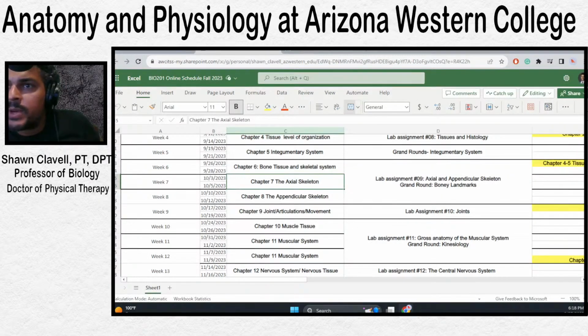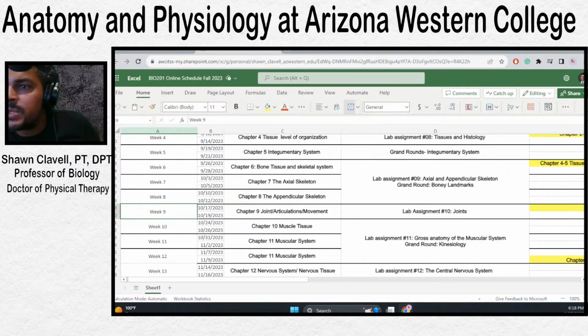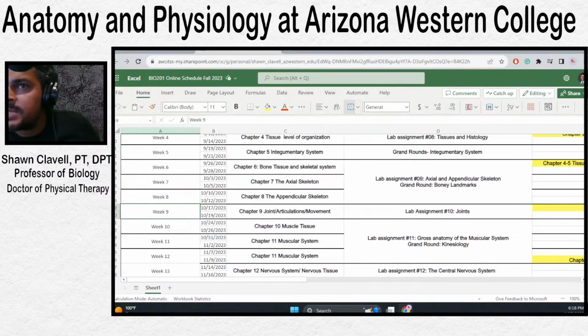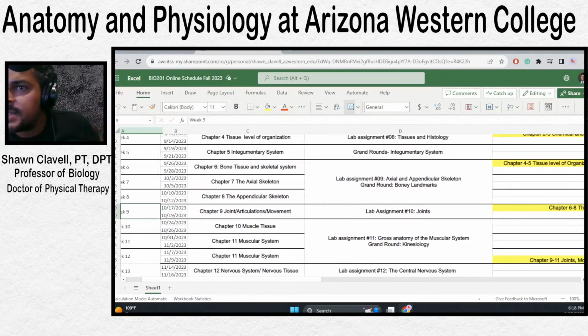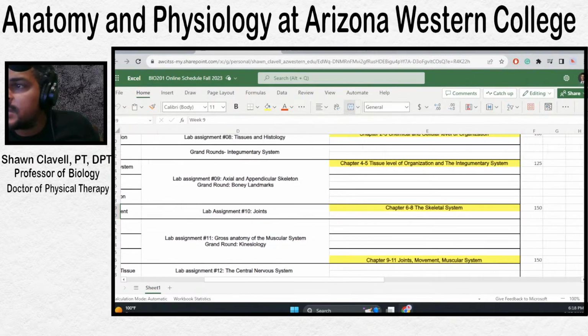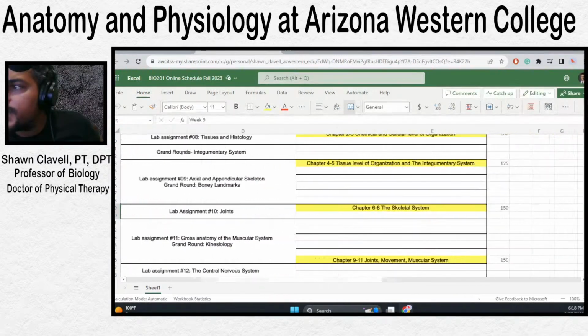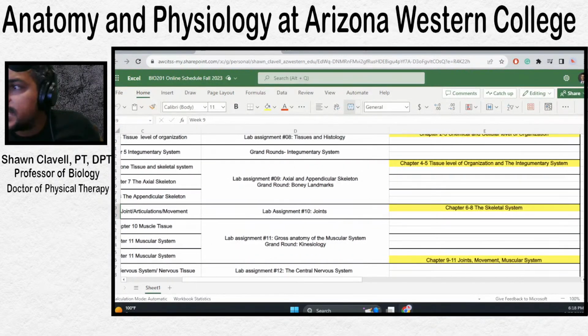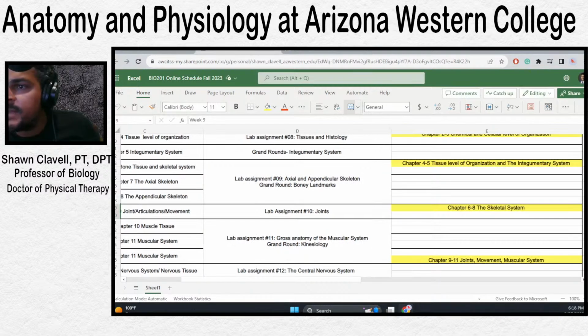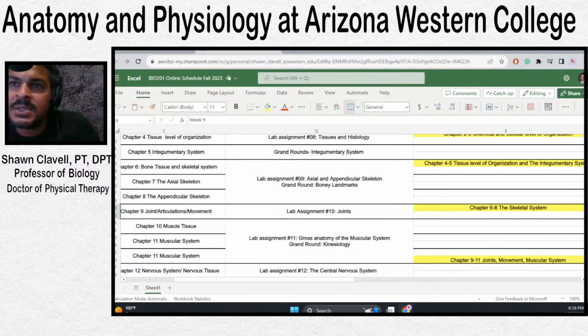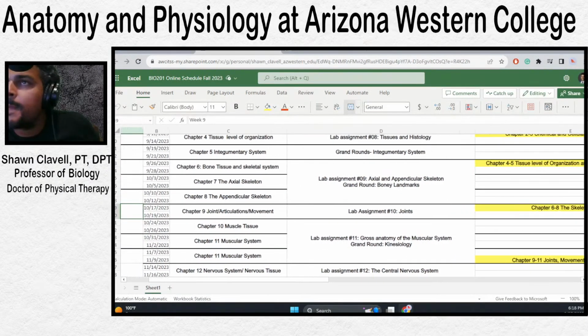But again, we'll get ready for that one in week, it looks like week 9. We're going to start that one. We're in the middle of week 6, about week 9. So we've got 7, 8, and on this third week, right on that week of the 17th and the 19th, is going to be the week where we'll be completing the exam for the skeletal system, chapters 6, 7, and 8. Chapters 6, 7, and 8 there for you guys.